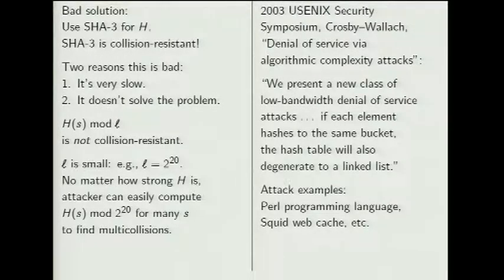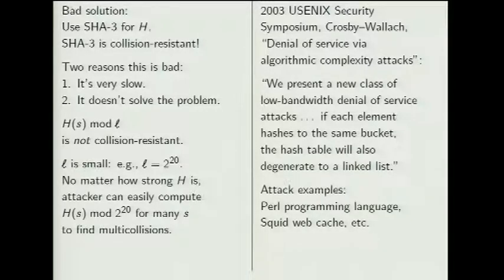So this is not something which is obviously easily solved, and it's been exploited repeatedly. In 2003, Crosby and Wallach had a paper where, I guess they thought they were the first to think of it. They said they have this new class of low bandwidth denial of service attacks. Everybody comes up with a new name for these, like hash flooding, hash denial of service, algorithmic complexity attacks. If each element hashes to the same bucket, the hash table will also degenerate to a linked list. The idea wasn't new, but they had some new examples of these attacks.